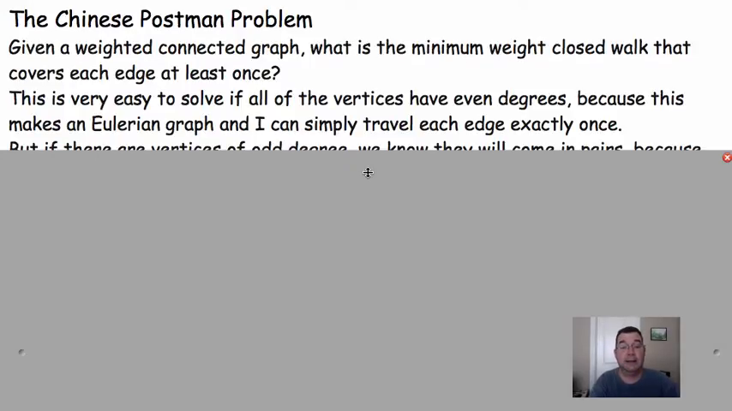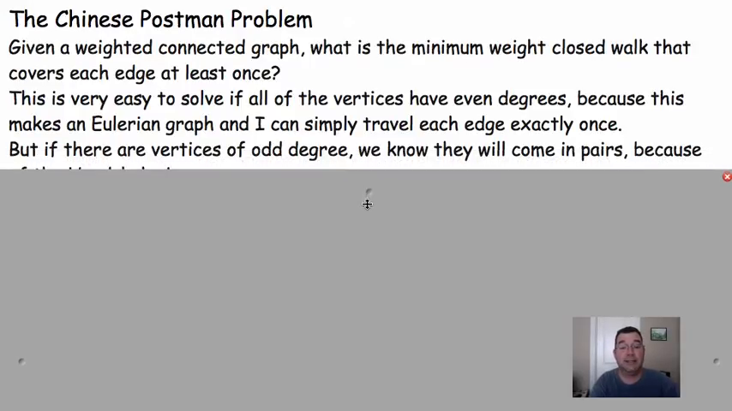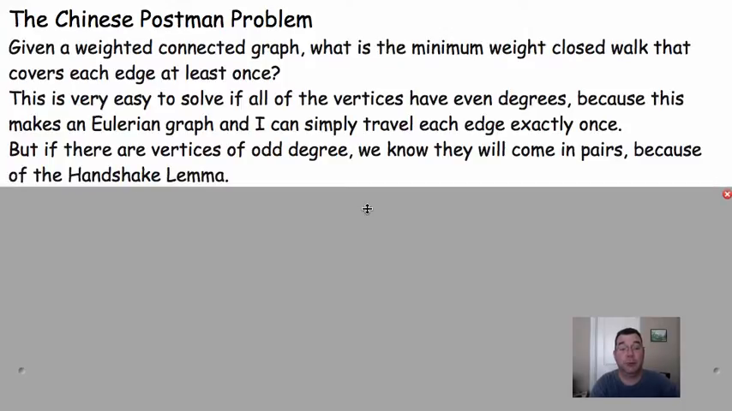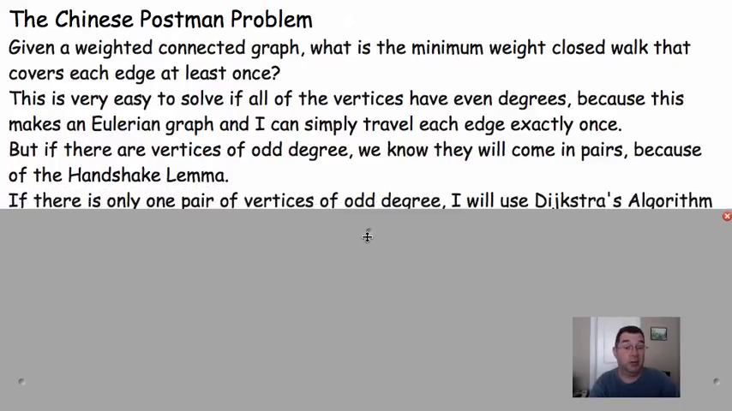Okay, but sometimes you have vertices that have odd degree, or at least some of them, and if you do, they're going to come in pairs, and we know that based on the handshake lemma that we talked about at the beginning of this chapter on graph theory. So there's going to be an even number of odd degree vertices. So there's either going to be two of them, or four, or none.